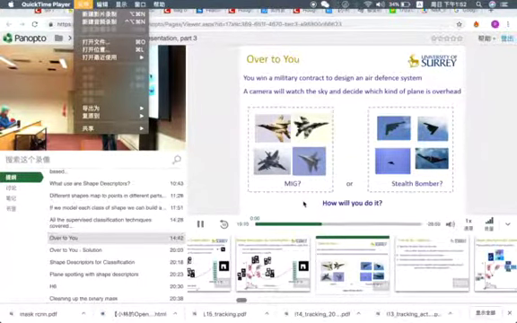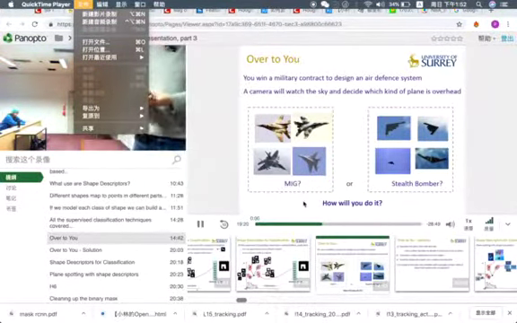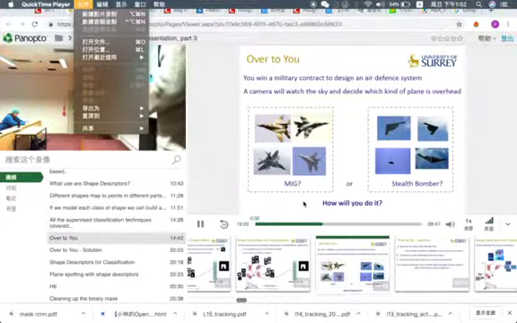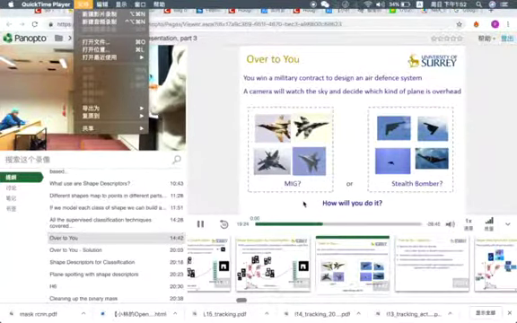We would then measure how far that point is from each of our 2 models by calculating its Mahalanobis distance, and then we would look at which Mahalanobis distance was lower, and that would give us a decision on whether it was a MiG or a stealth bomber. Does everyone follow that? Yeah?